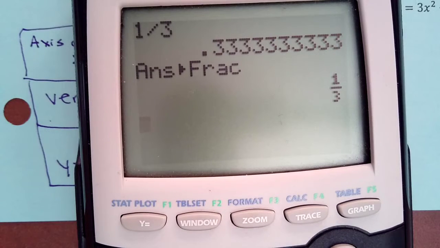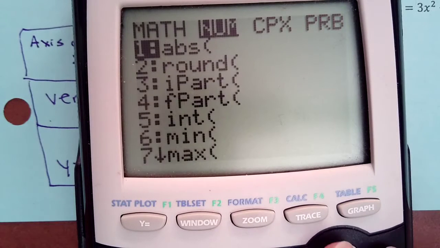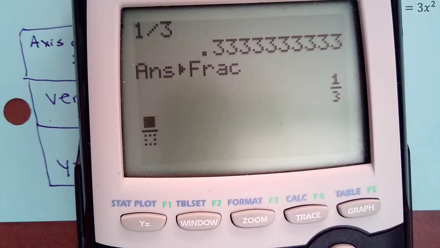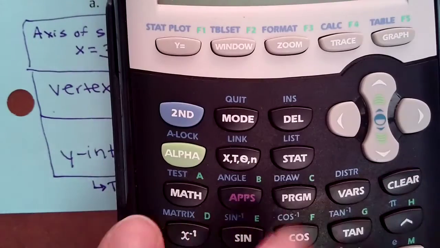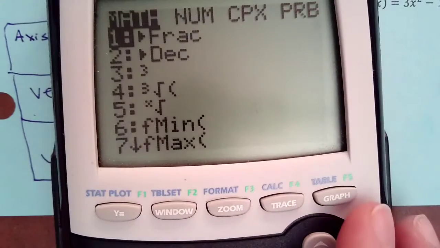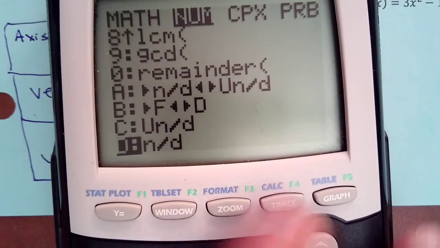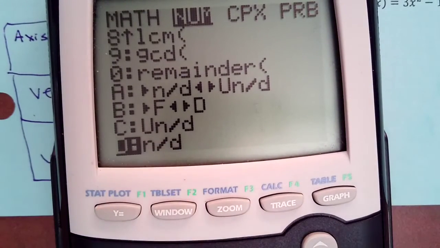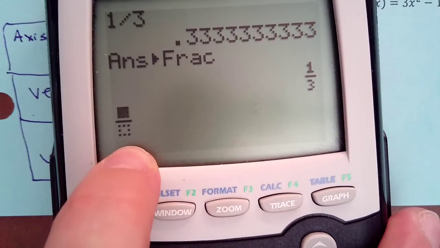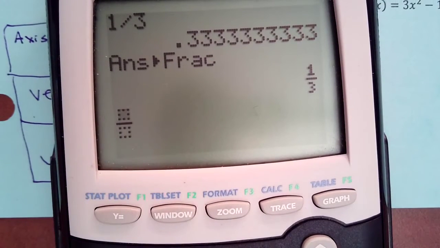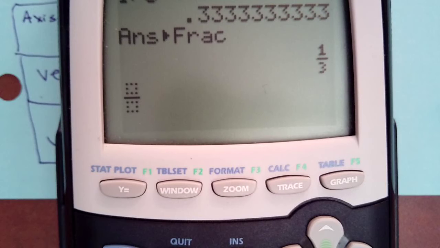I just go to math and then num and then scroll up 1 and then it says n over d and I just click that and then type in my fraction. That's another way. Okay, so let's repeat those steps. Math, arrow over to num, scroll up, so n over d, and you can type in your own fraction. Another way to do that would be alpha, the green button, y equals, enter. So there's a couple different ways to tackle that.